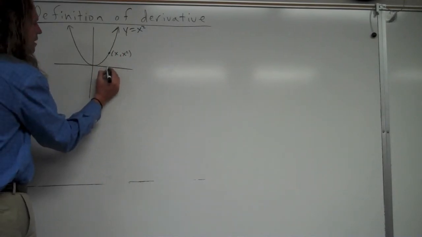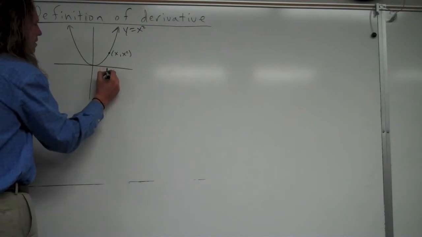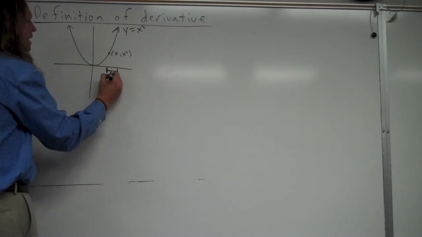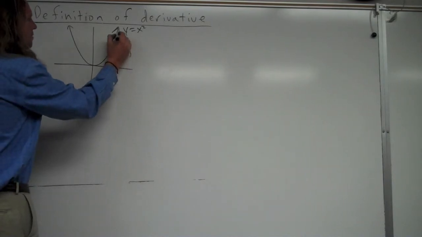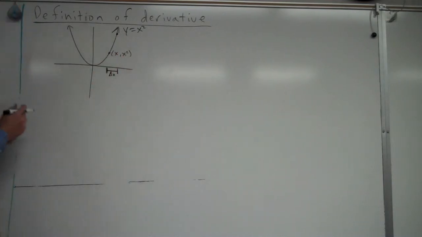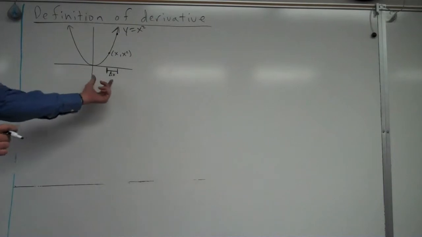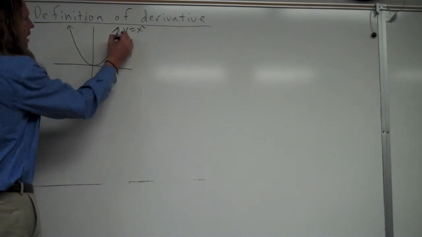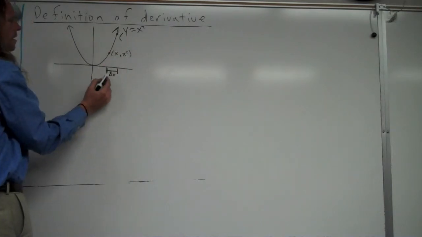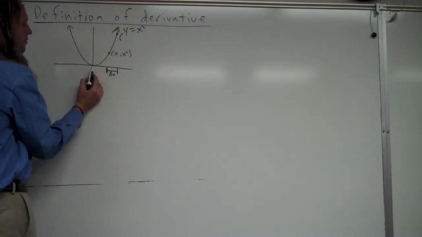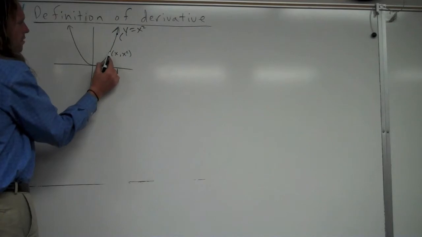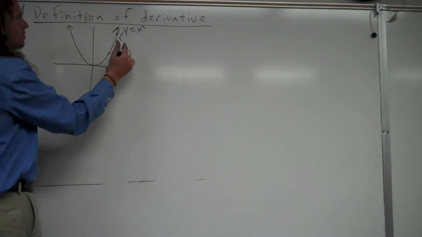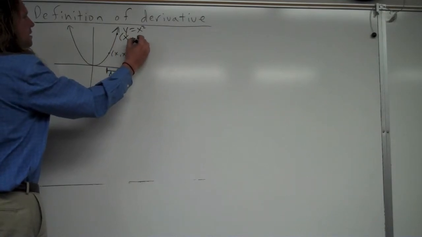And what I'm going to do is pick another point close by, a distance of delta x away. It's probably not exactly how I'm drawing this, but it's supposed to be a distance of delta x away. And so that point is going to have an x-coordinate of, from here to here, that is a distance of x, and this is an additional delta x away, so it will be x plus delta x.